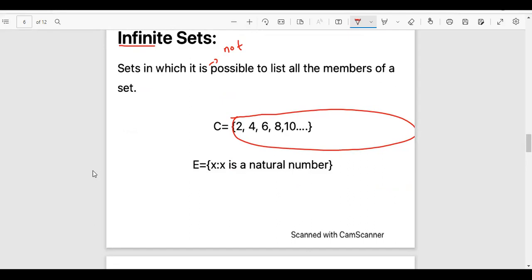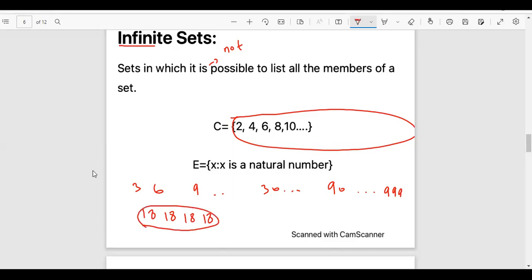We have infinitely many multiples of 3. We have 3, 6, 9 till 30. Then 90 is also a multiple of 3, and so on. 999 is also a multiple of 3. 18 is also a multiple of 3, and so on, right? So we have infinitely many multiples of 3. You cannot list all of them, so it is an example of infinite sets.